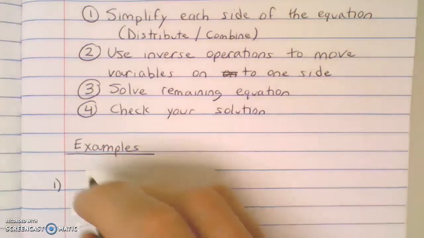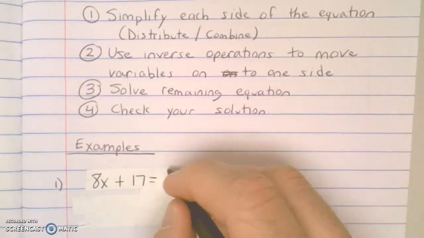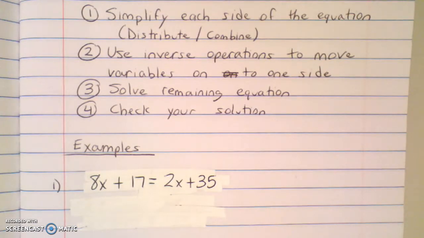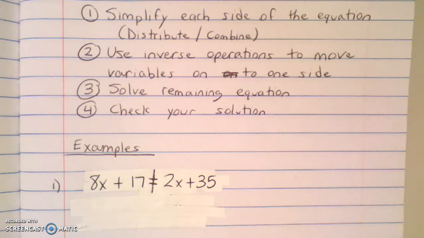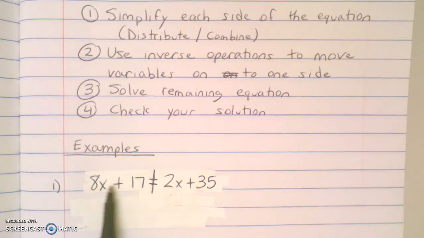So our first example here is 8x plus 17 equals 2x plus 35. So here's what I mean by variables on both sides. We have variables on both sides of the equation, so I need to move those variables to one side in order to solve. The way I like to think of this is like the equal sign is a wall. It separates the two sides of the equation. So I want to move my variables together by using inverse operations, and I can choose either one to move. I can move the 2x to the left, or I can move the 8x to the right.